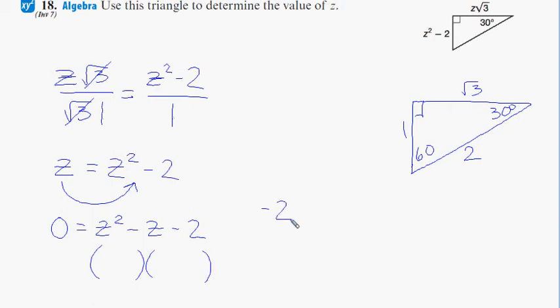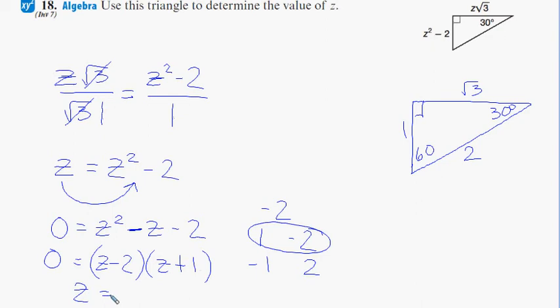So if we have negative 2, that means we could have 1 and negative 2, or we can have negative 1 and positive 2. Which one of these factors, when we add them together, is going to give us negative 1? Well, obviously it's this pair, so we could say z minus 2 and z plus 1 is equal to 0. So my two options for z are z either equals 2 or negative 1.